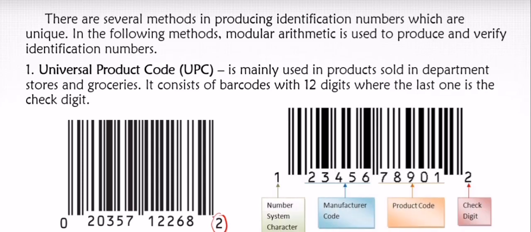Okay? So ito yung pagkakahati-hati ng mga code. Yung first digit natin, we call it the number system character. Itong second 5 digits are called the manufacturer code. And then the next 5 digits is what we call the product code. And the last one, sabi ko kanina, we call it the check digit.